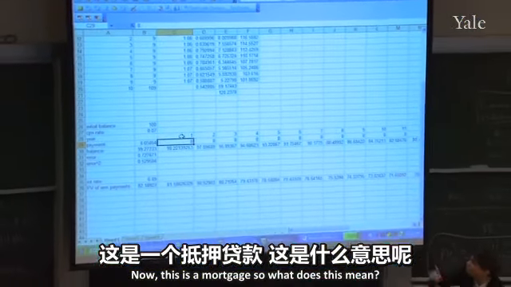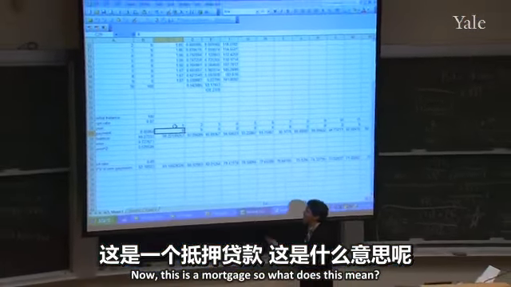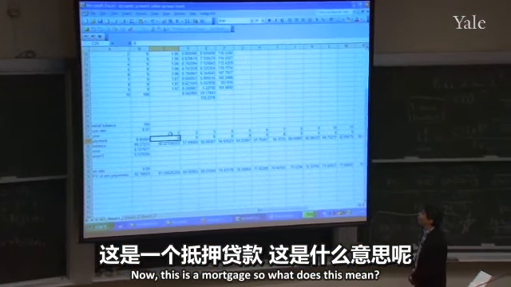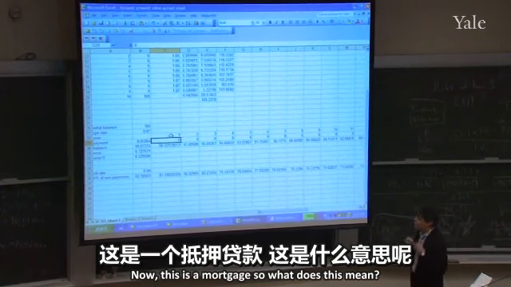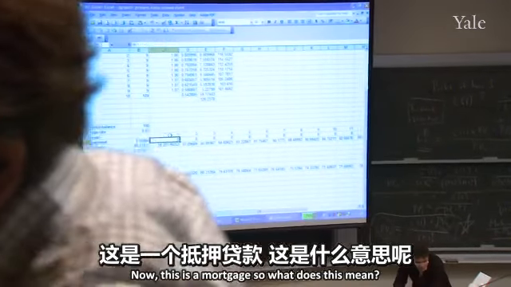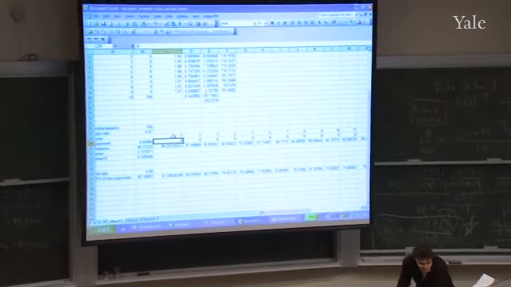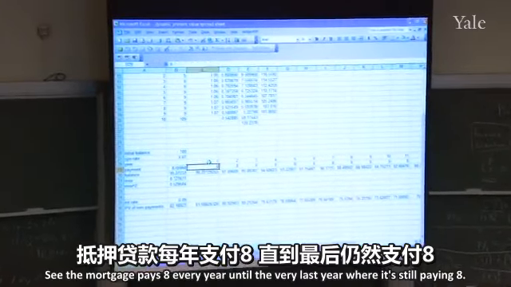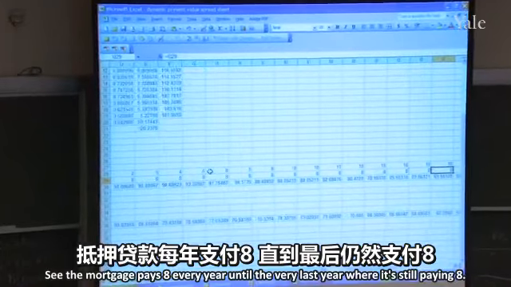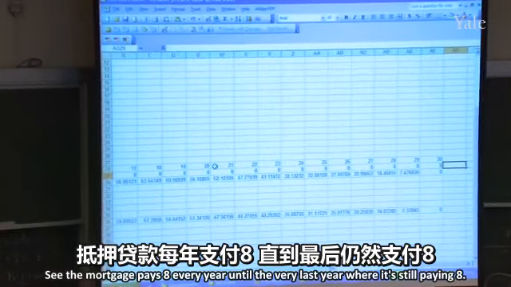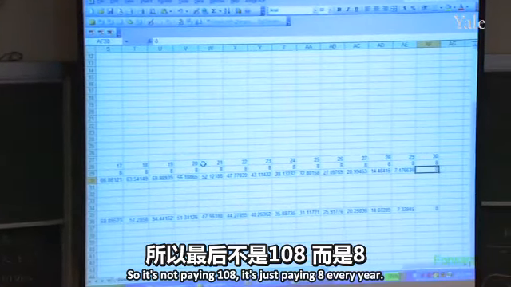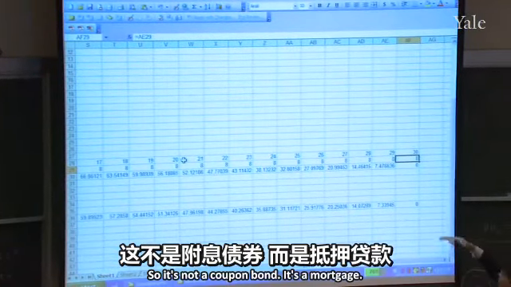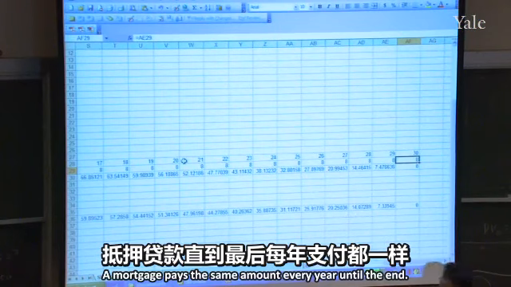The bond is paying 8% every year. Now, this is a mortgage. So what does this mean? The mortgage pays 8 every year until the very last year, where it's still paying 8. So it's not paying 108, it's just paying 8 every year. So it's not a coupon bond, it's a mortgage. A mortgage pays the same amount every year until the end.